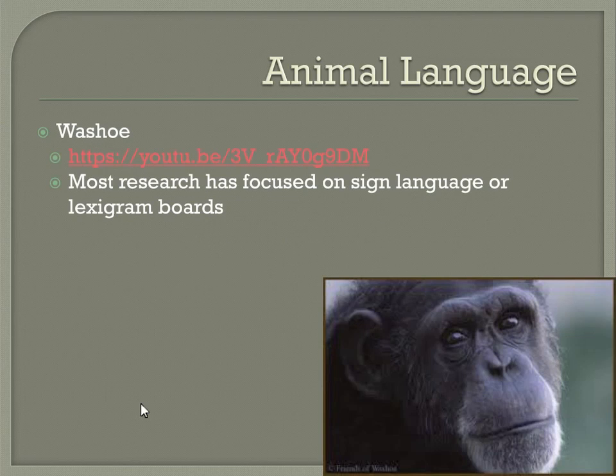So instead, some of the more promising research has been with Washoe and Kanzi, and one of the newer apes is Chico. Most of this research is really focused on sign language, or what's called a lexigram board. A lexigram board is kind of like, well, they have iPads now. There's a video where you can watch Chico playing on an iPad with his board, but it's basically just a symbol board that you would pick the symbols out of to be able to speak.